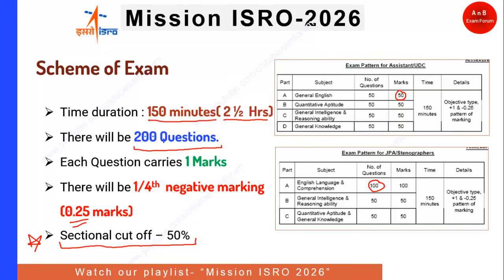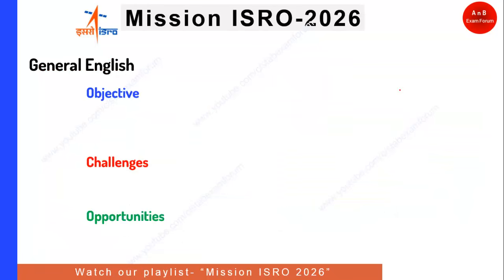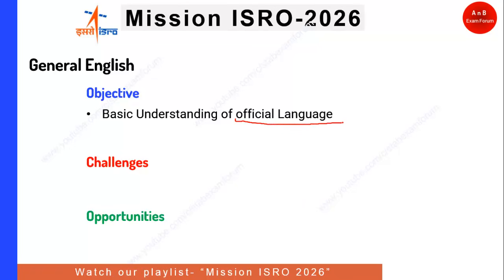Understood? Coming to the objective, challenges and opportunities for this section, first you should know the objective of this section, why this section is generally given in the exam. It is basically given to check that you have a basic understanding of official languages. It can be mother tongue, it can be state language, or it can be any local language, but the official language in ISRO is English. So that's why you should have a basic understanding of the official language, that is English.